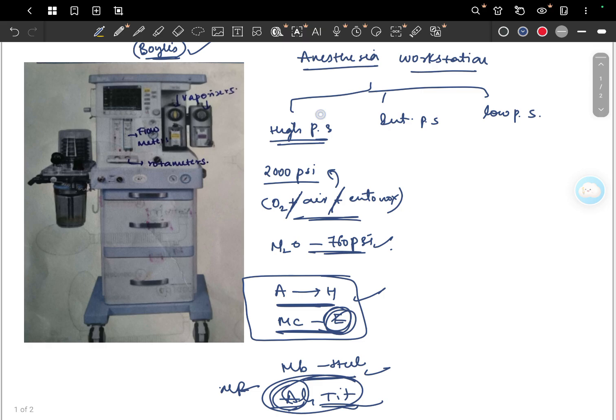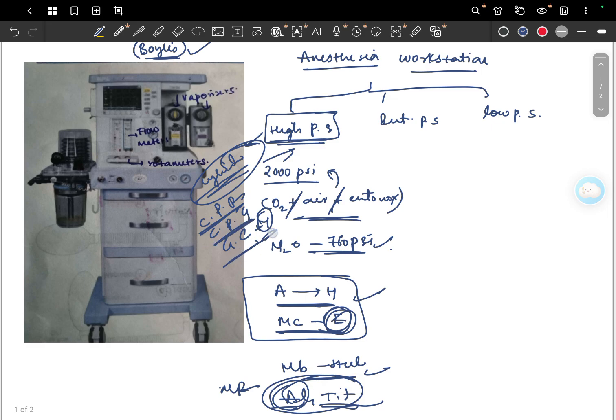Now, what all are high pressure system? Everything that includes cylinder in its name will come under high pressure system, like cylinder pressure regulators, cylinder pressure gauges, and gas cylinders, plus yokes. Yoke is nothing but the fitting system or pin system that is there for cylinders. So cylinder pressure regulators, gauges, gas cylinders plus yoke, these things will be under high pressure.